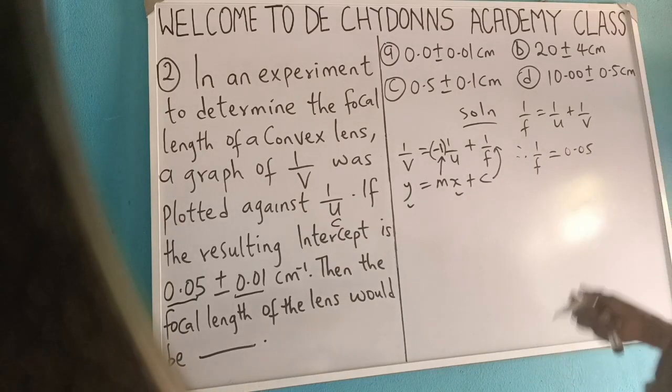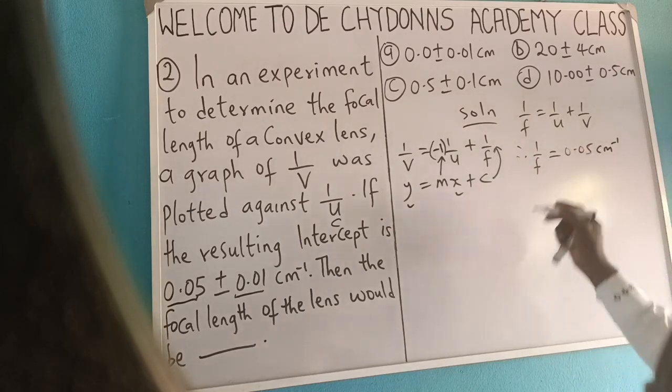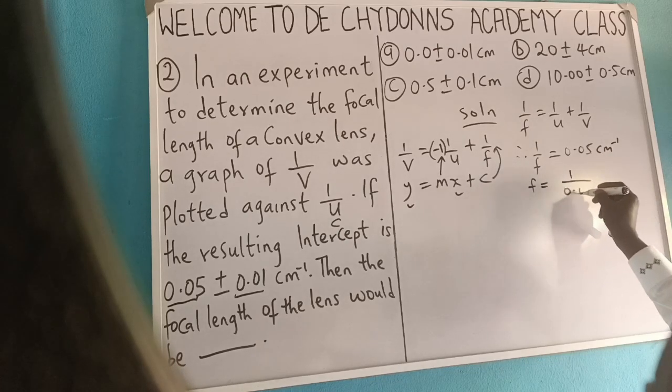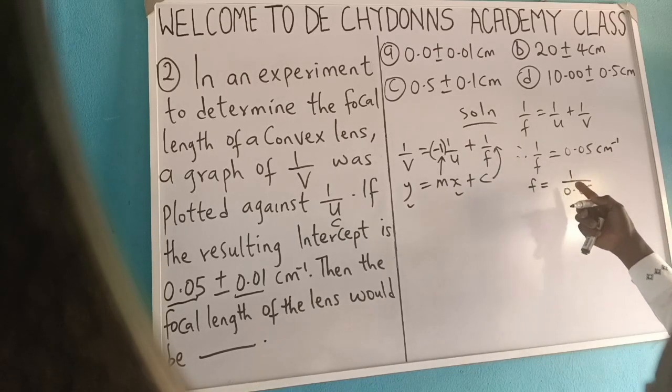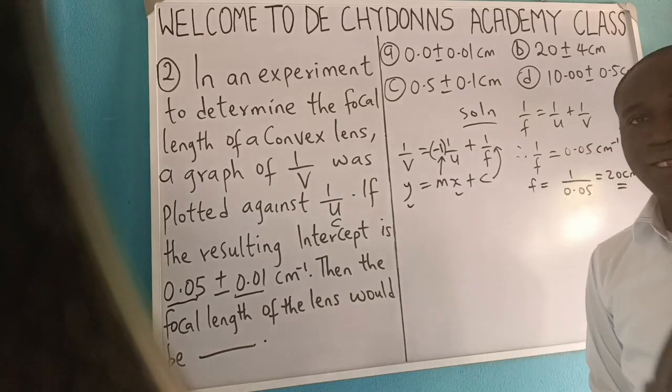Okay. Then, to get my f, I will invert this. f will be equal to the inverse of 0.05. That is 20 what? Centimeter. I've gotten my focal length.